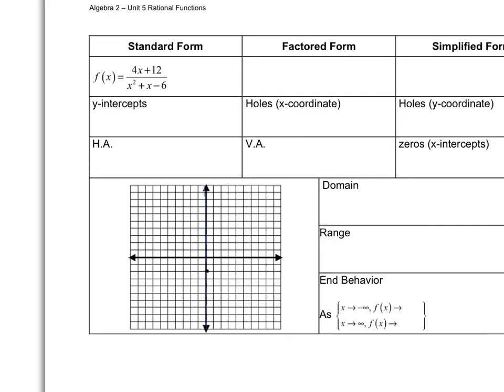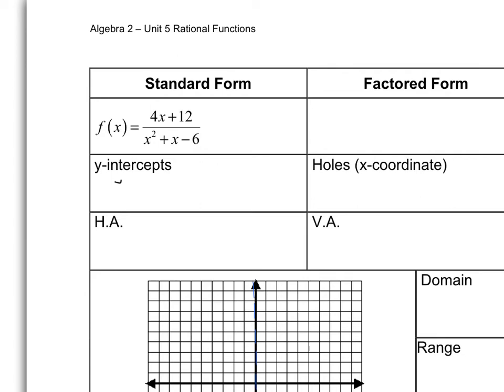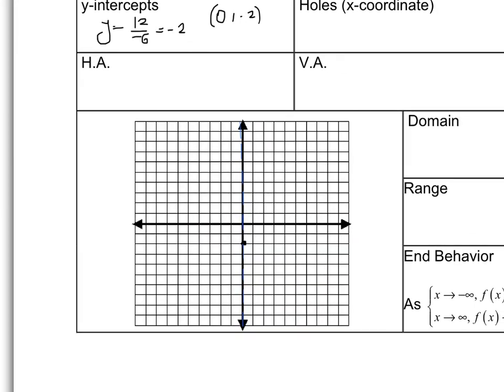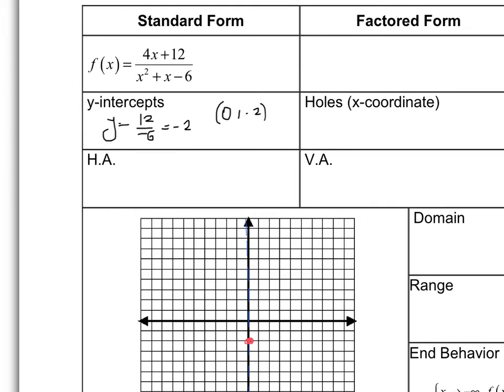Now for the last problem on our notes. To find the y-intercept, as usual, you look at the standard form and you take the constants. So 12 divided by negative 6 would be negative 2. So y equals 12 over negative 6, which is negative 2. So (0, -2) would be my y-intercept. So let's go ahead and plot that. That's going to be my y-intercept.